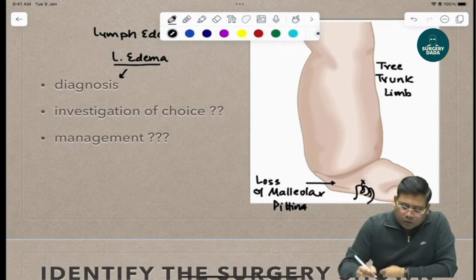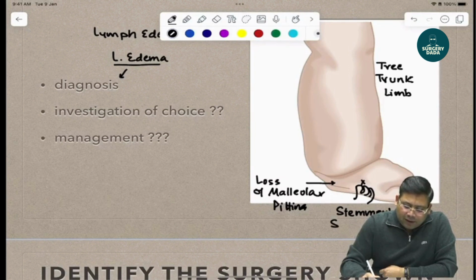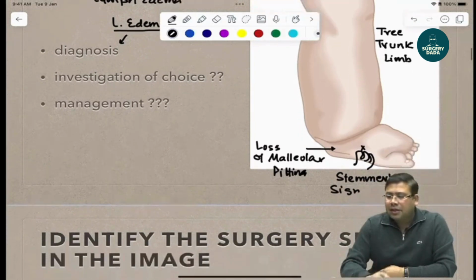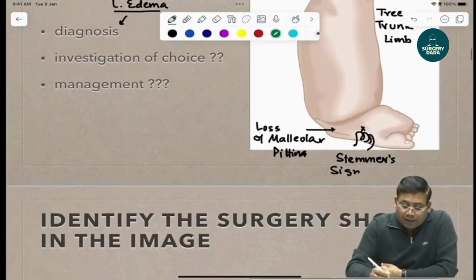This is what is known as Stemmer's sign. So what is a Stemmer's sign? Inability to pinch the skin. This is what is Stemmer's sign. What else is important, students?